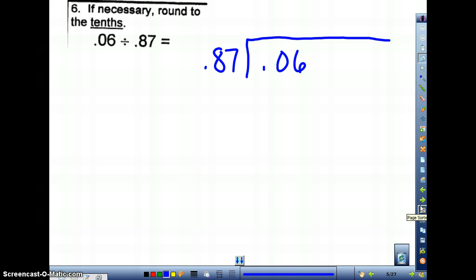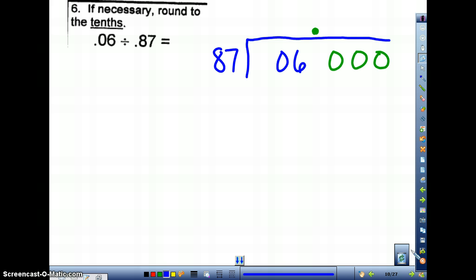The next step is to deal with your decimal point. I don't want to divide by that decimal. I want that to be a whole number. So I'm going to move that decimal point 2 places to the right, which means I also need to scoot that decimal point 2 places to the right. Then the next thing I'm going to do is move that decimal point straight up onto that dividing line up there. All right? And then I'm going to clean it up and make it all look pretty. That's what we're dividing now.